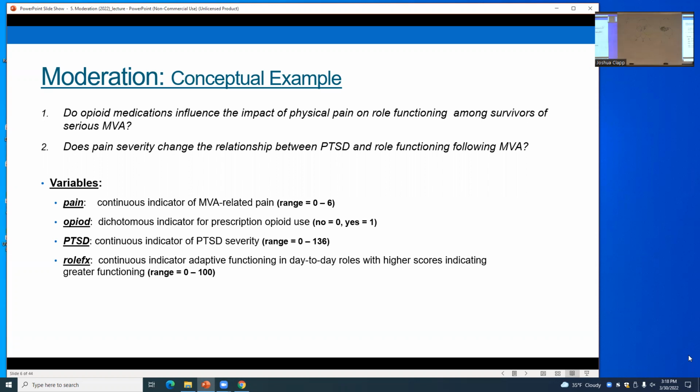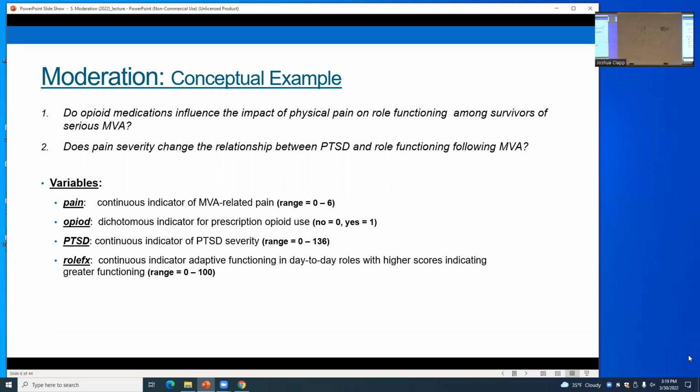And what we want to know is, our questions now aren't, what are the unique associations of these predictors with our outcome? We're getting a little more nuanced. What we want to know is, do opiate medications influence the impact of physical pain on role function, right? Does whether or not people are taking opiate medications change the nature of the relation between my level of physical pain and my level of functioning?